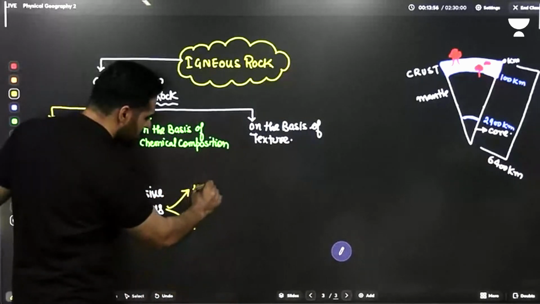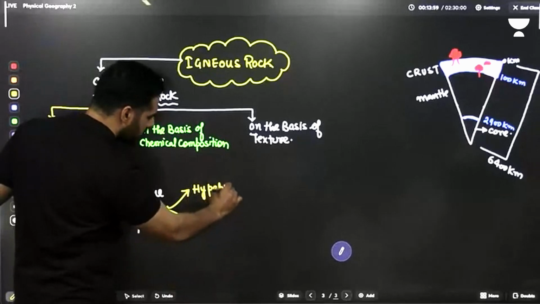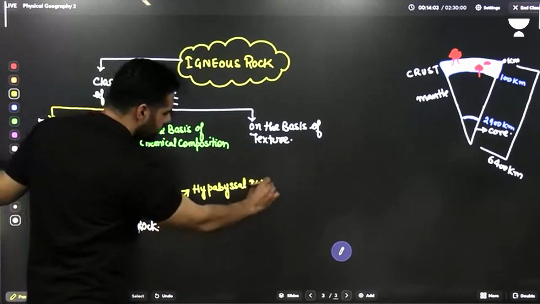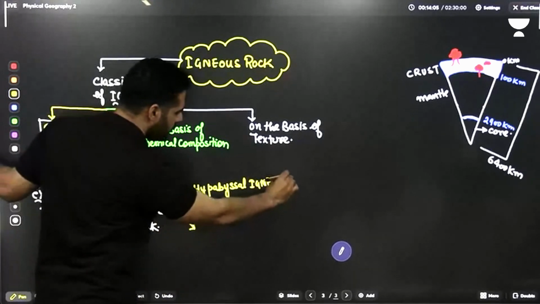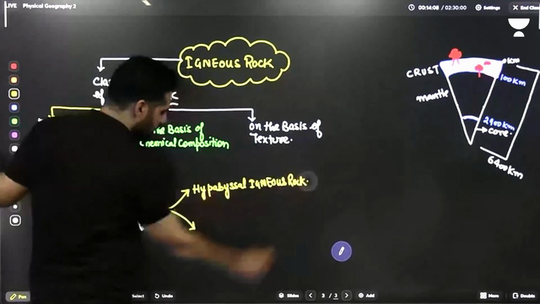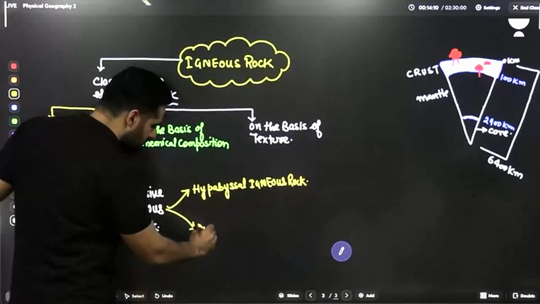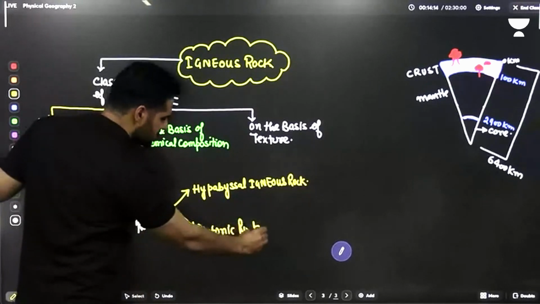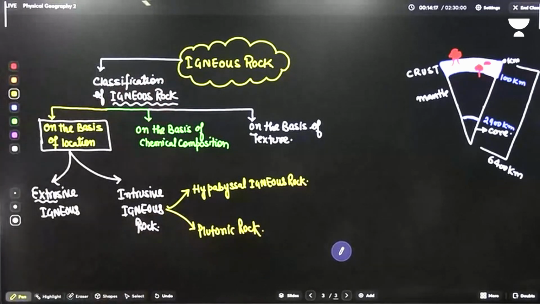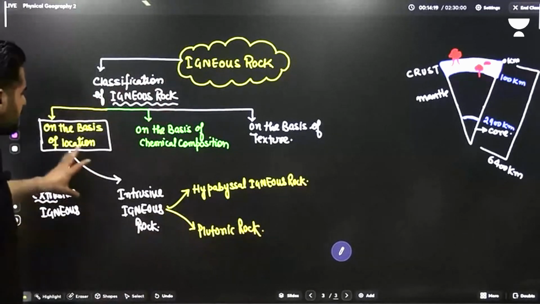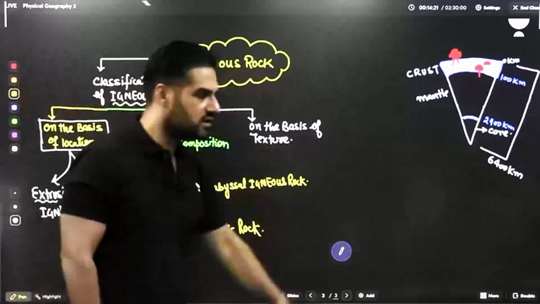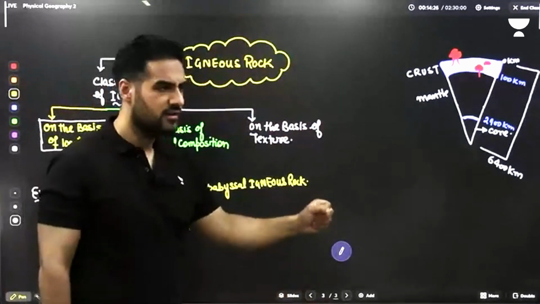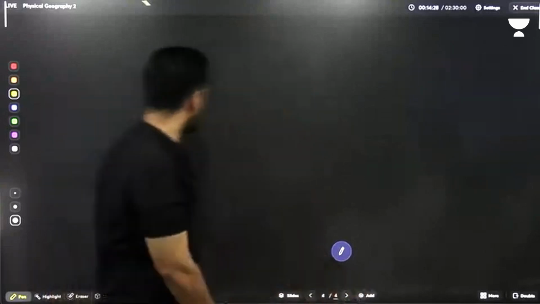One is called hypabyssal. एक क्या कहलाती है? Hypabyssal igneous rock. Another is called plutonic rock. क्या कहलाती है? पहले तो एक ये स्ट्रक्चर हमें समझना है, ठीक है? इसको याद नहीं करना है, सिंपल कैसे याद रखना है, फिगर की तरह. On the basis of location, intrusive, extrusive. Intrusive कितने टाइप का? 2, hypabyssal and plutonic. अब चलते जरा फिगर में देखते हैं कैसे दिखेगा ये.